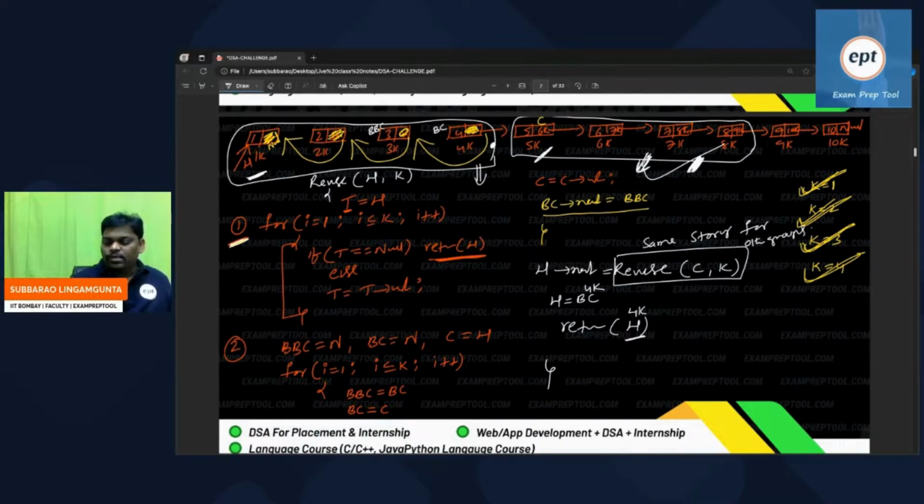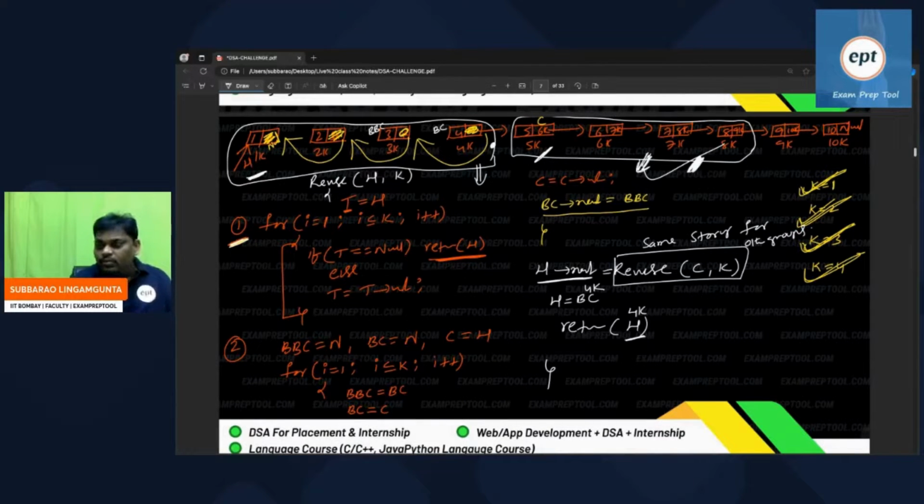Same story for other groups. So how are the linkings? The first group's last person will be linked to the second group's first person. See this one: the first group's last person is H, next is equal to this reverse function's return, which will return the second group's first person, so they both will link.